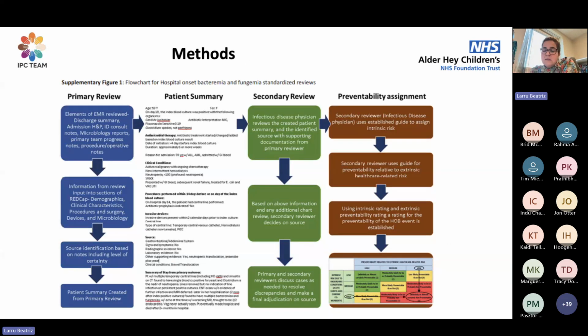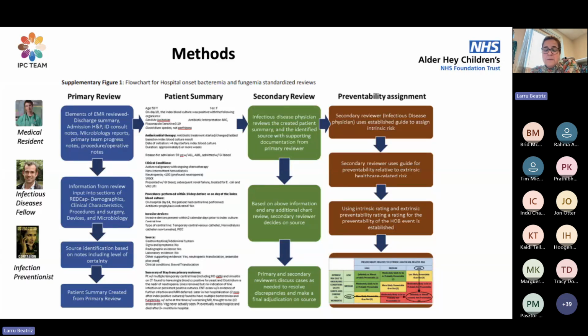And this is how they started doing the chart review. They have a group of 3 types of people: a medical resident, an infectious diseases fellow, and an infection preventionist. They were trained on how to go back to the medical record and what data they need to pick up to determine the source of the hospital-onset bacteremia. They went through it in deep detail. They have a pro forma. They collected all this in REDCap.